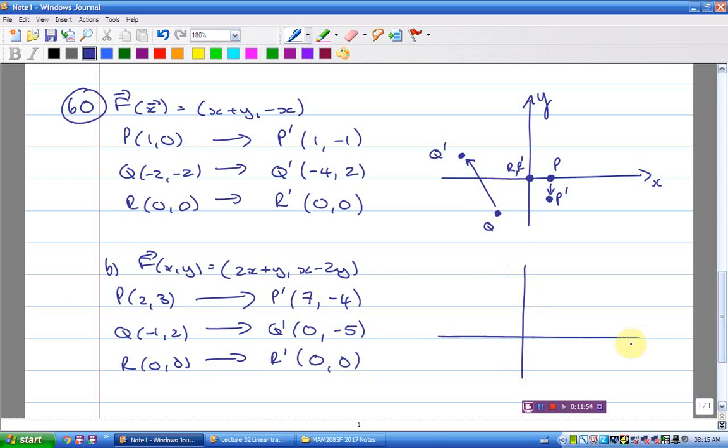Once again, if I draw that, 2, 3 has gone to 7, minus 4. P dash. Q started at minus 1, 2, and changed to 0, minus 5. Down here somewhere. And good old R, R dash are both at the origin.